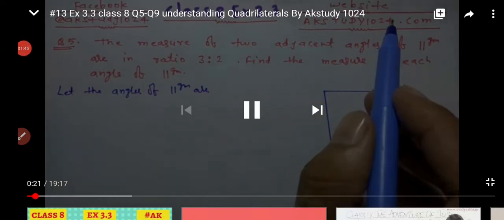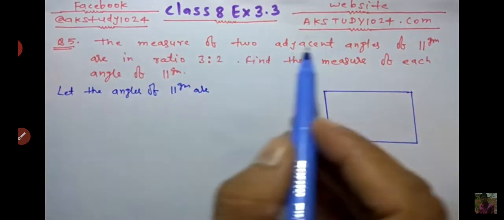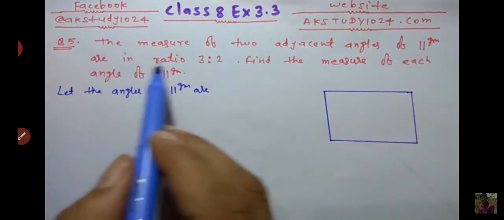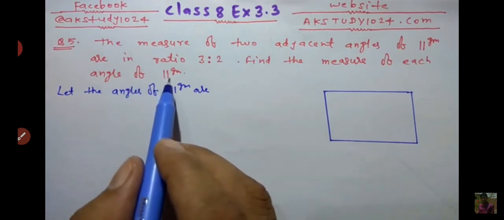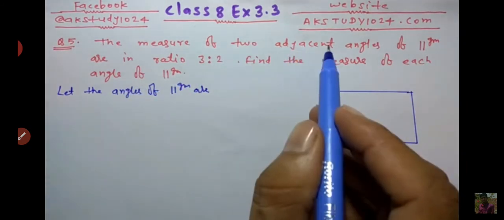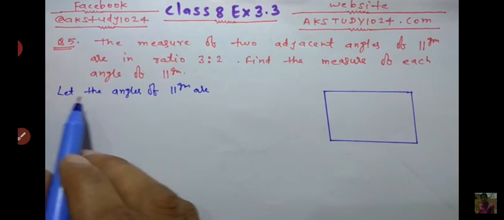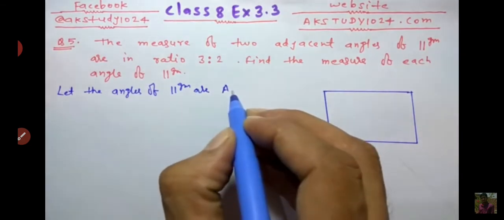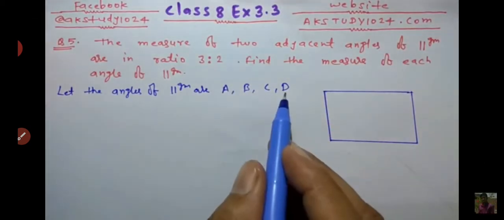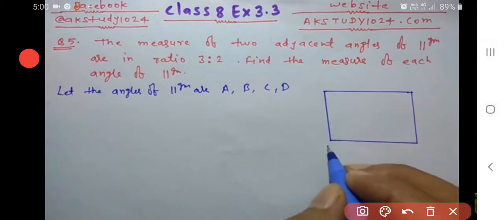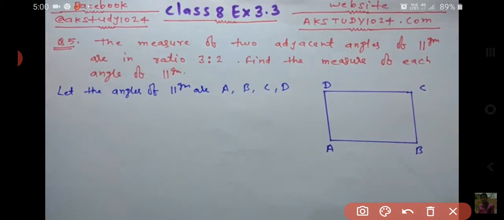Now let's start question number 5. What is question number 5? The measure of two adjacent angles of a parallelogram are in the ratio 3:2. Find the measure of each angle of the parallelogram. Okay. What ratio is given? The ratio given is 3:2. If we draw a rough figure, this is your parallelogram. So take this as angle A, this is angle B, this is C, this is D. Okay, and what is the angle sum property?